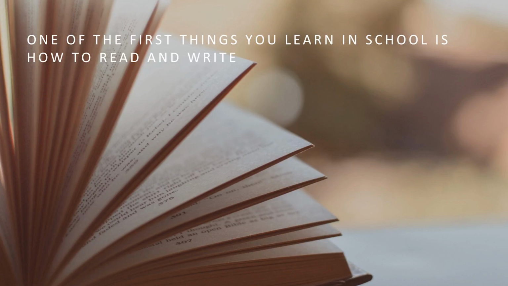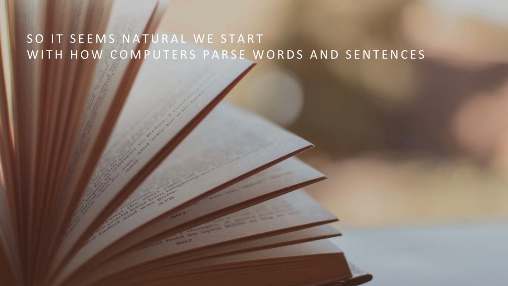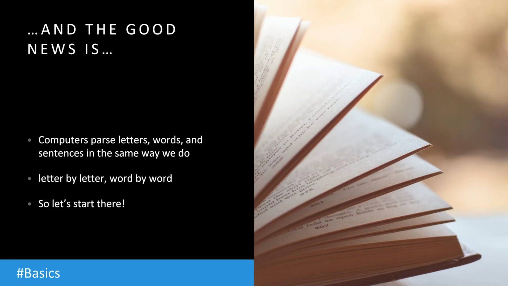Now, to recap what we were just saying, one of the first things that you learn in school is how to read and write. So it seems natural that we start a series about the basics of programming and computer science off with how computers parse words and sentences. And the good news is, computers parse letters, words, and sentences in the same way that we do, that is, letter by letter and word by word. So let's start with that.